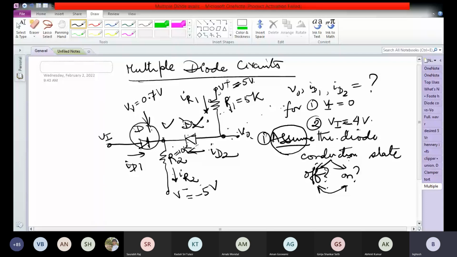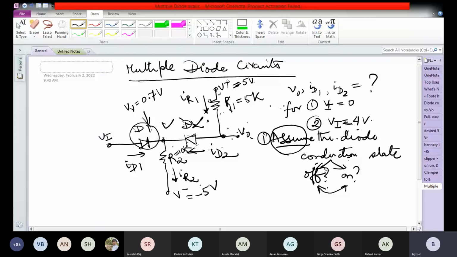What we can do, however, is try to look at the voltage levels and make a studied estimate as to the state of a diode. Because if you make a wrong estimate, nothing is going to happen. You will discover that your original assumption is wrong, and then you have to redo the analysis.